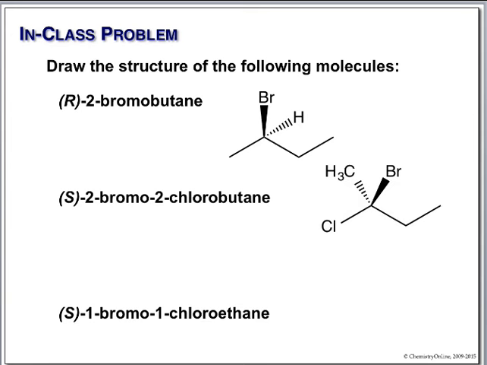Here's my chain. I put the bromine coming towards us. Methyl group is going to be the lowest priority, isn't it? So I put it back. Bromine is going to be the highest, then chlorine, then the ethyl. That's that away, and that is S. S, 1-bromo-1-chloroethane.